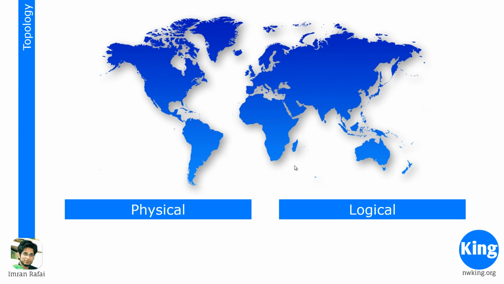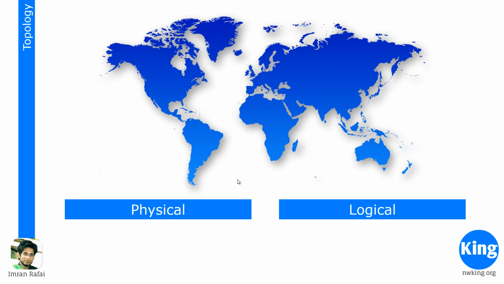The first thing I want to talk about today is topologies. We have two different topologies: the physical topology and the logical topology. The difference between physical and logical is very simple, but I think that's one of the critical things everybody needs to know before they venture into the real networking world.